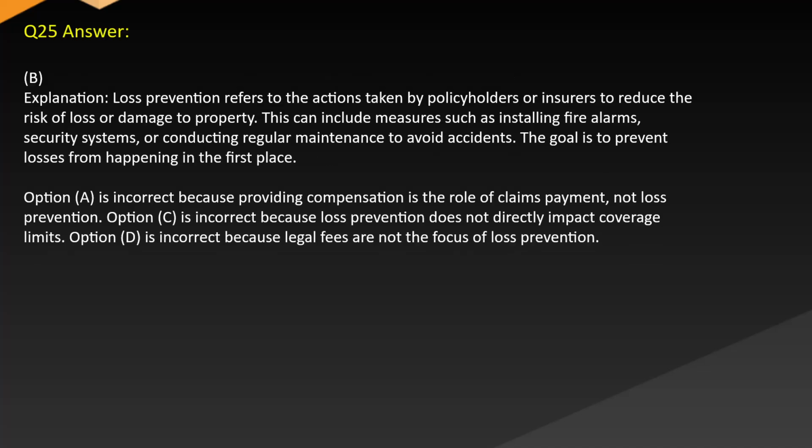Answer B. Explanation. Loss prevention refers to the actions taken by policyholders or insurers to reduce the risk of loss or damage to property. This can include measures such as installing fire alarms, security systems, or conducting regular maintenance to avoid accidents. The goal is to prevent losses from happening in the first place.